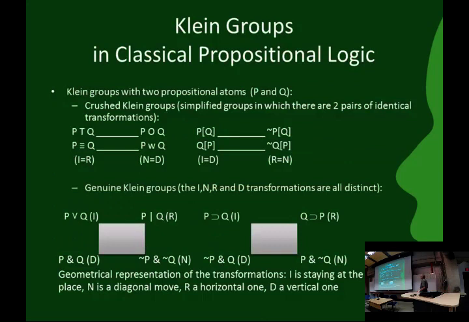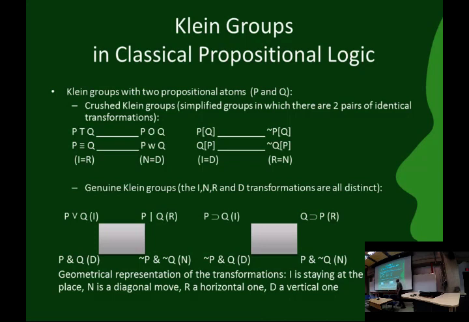And in classical propositional logic, I don't have to explain this here because we don't have much time, there are two, what I call two genuine Klein groups. The one of the disjunction, the incompatibility, the P and Q, and not P and not Q. If you follow a diagonal, you have the inverse between two opposites. If you follow the horizontal line, you have the reciprocal opposition. And if you follow a vertical line, you have the dual opposition.